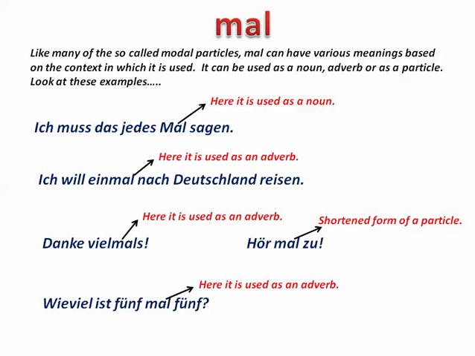Ich muss das jedes Mal sagen. I have to say that every day or every time. This is used now as a noun. Ich will einmal nach Deutschland reisen. Here it's used as an adverb. Danke vielmals, or hör mal zu, oder wie viel ist 5 mal 5. So you can see that mal is flexible, and this is not even all of its uses. Sometimes it appears just in spoken language, as a filler word, if you will.